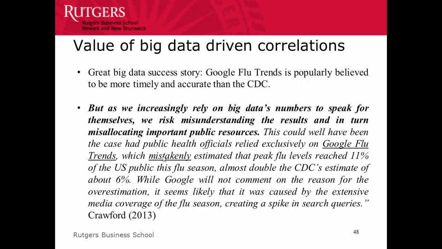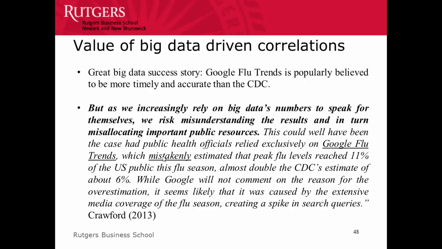And the last one relates to the value of big data driving correlations. So there is a famous story of Google Flu Trends. It is thought to be more timely and accurate than the CDC. The underlying logic is that if there are more people actively searching for flu, then there are more people affected by flu. But as we increasingly rely on big data's numbers to speak for themselves, we risk misunderstanding the results and in turn misallocating important public resources.